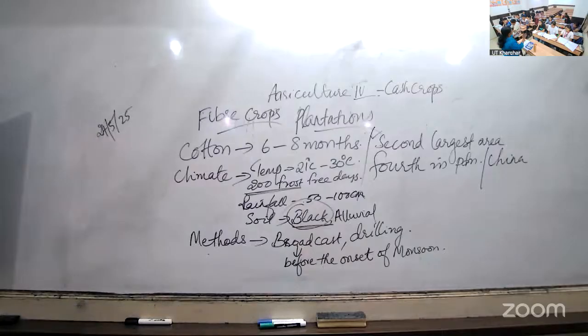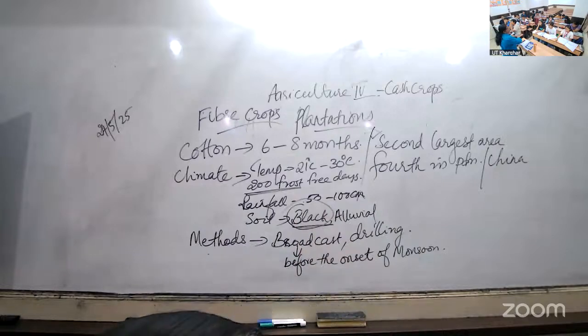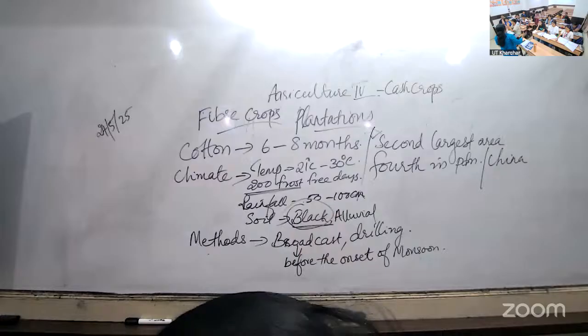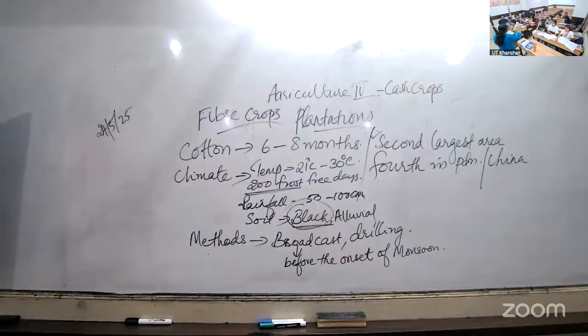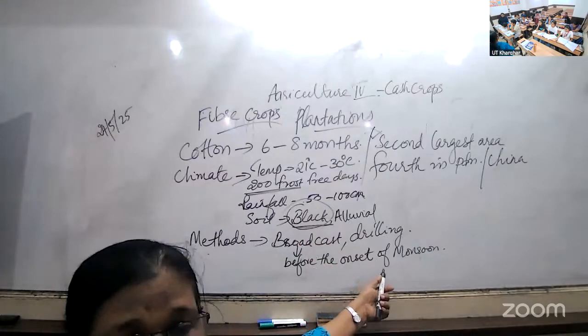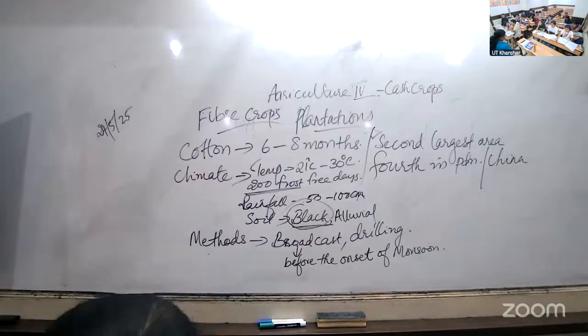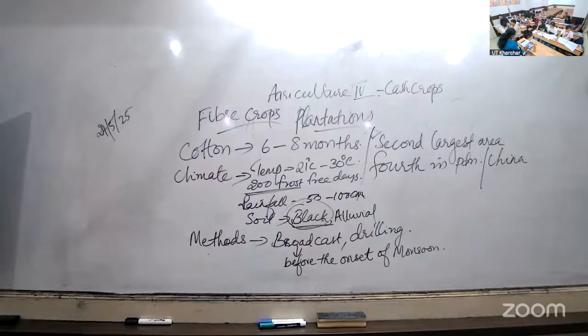And once the monsoon starts, it will give more rainfall. Sometimes there is a chance that the seeds will be carried away and the land will be filled with water. So it will be done before the onset of this. Got it clear? Next one, what is the method of harvesting?